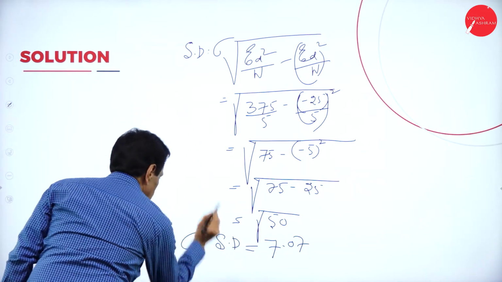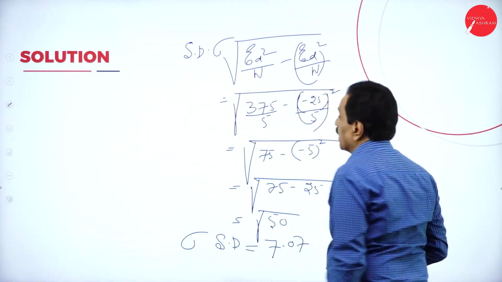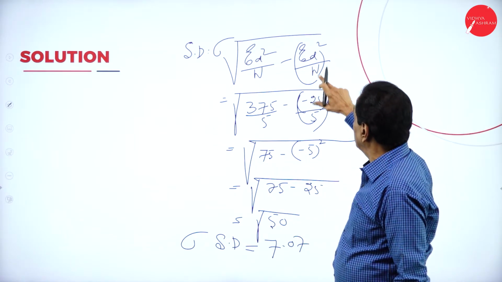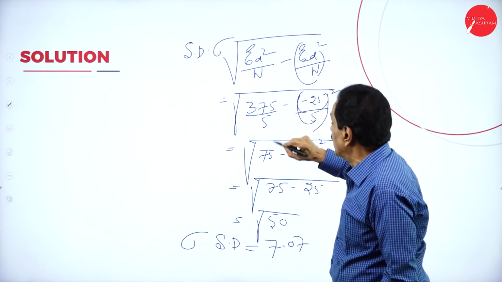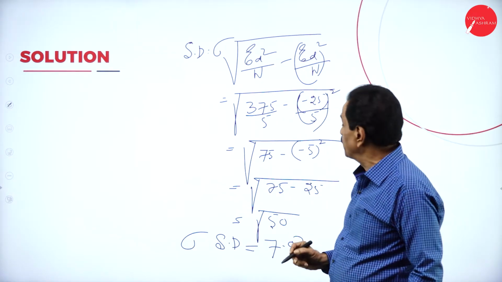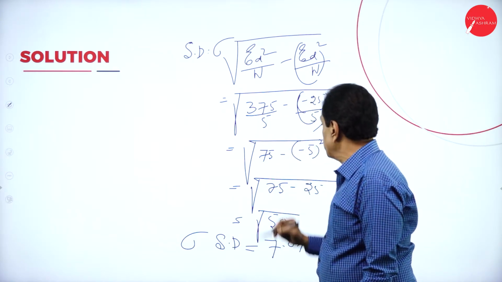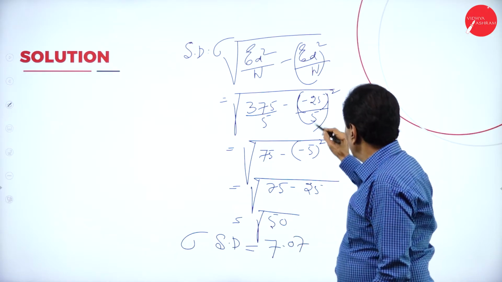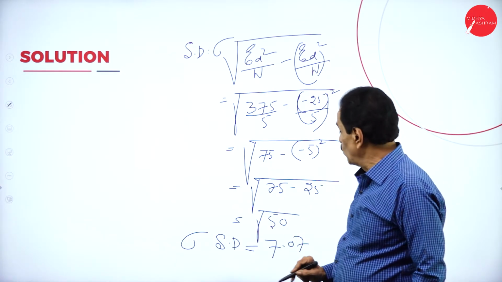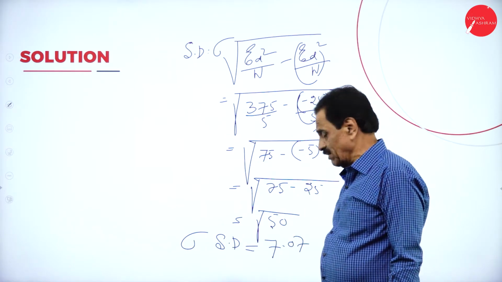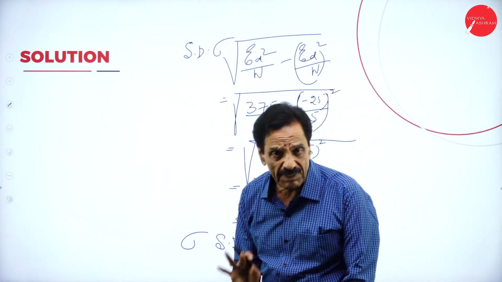Or we can represent this. I think you understand. Sigma d square divided by n minus sigma d divided by n whole square. Full: 375 divided by 5 minus 25 divided by 5 whole square. Then 375 divided by 5 is 75, minus 25 by 5. 5 5s are 25. 5 whole square. 75 minus 25 is 50. Root of 50 is 7.07.